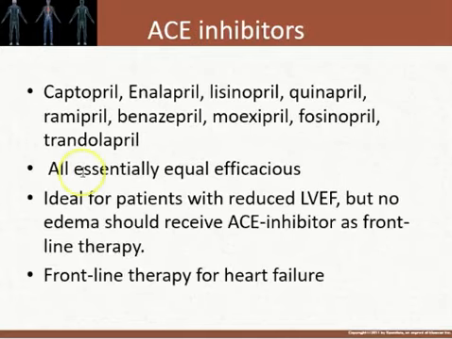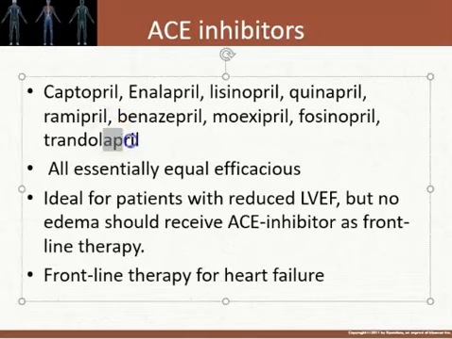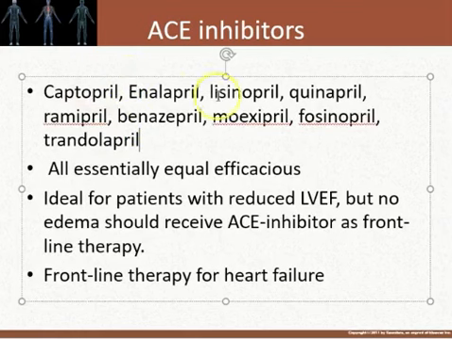So ACE inhibitors are all classified by the suffix pril. So anytime you see something pril, understand it's an ACE inhibitor. And so here's all of the clinically useful ACE inhibitors. Essentially, all of them are equally efficacious. None of them really works better or worse than the other. Some of the older ones are a little bit cheaper, so you'll see them more commonly on hospital formularies.